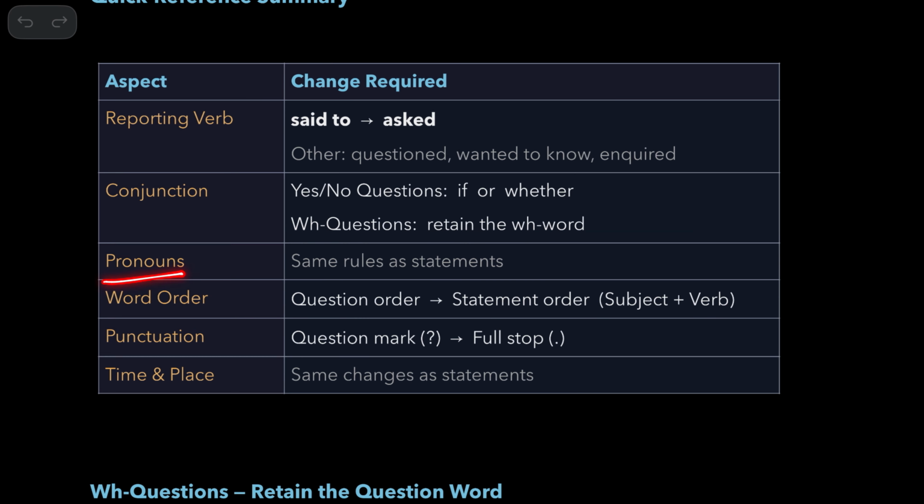Pronoun, same rules as statements. Word order, so question order to statement order. That means subject should be used first, then the verb. Then the punctuation. So the question mark needs to be dropped, and you need to use the full stop. And also words of time and place need to be changed just like in statements.